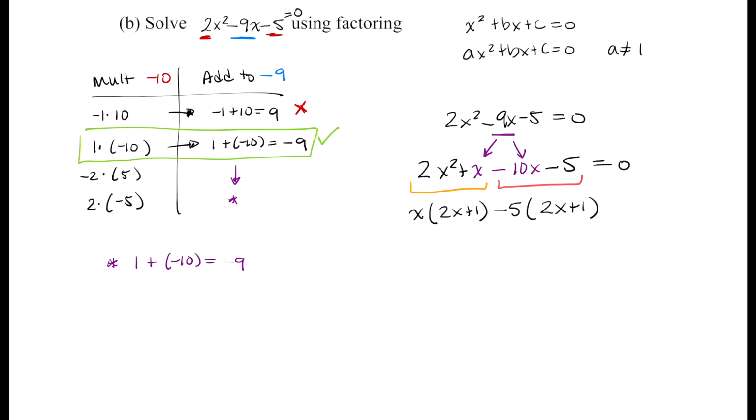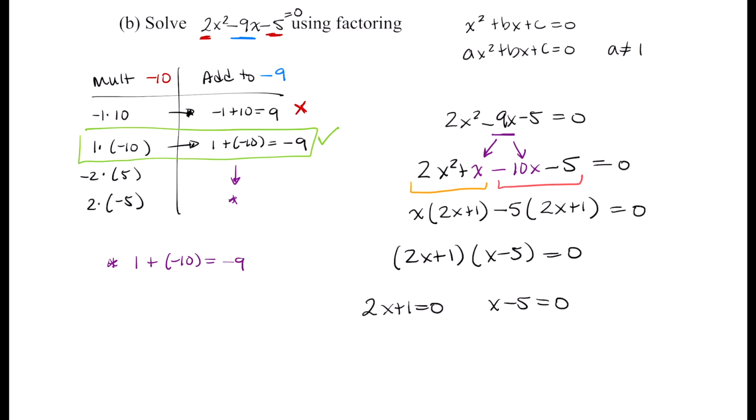And again, this is equal to 0. If you notice, now we have a 2x plus 1 in each term. So x is multiplied by a 2x plus 1, and negative 5 is multiplied by 2x plus 1. That means I have 2x plus 1 in common in both cases, and I have x minus 5 left over, and that equals 0. Now that that's done, we can quickly set each term equal to 0. So 2x plus 1 equals 0, and x minus 5 equals 0.